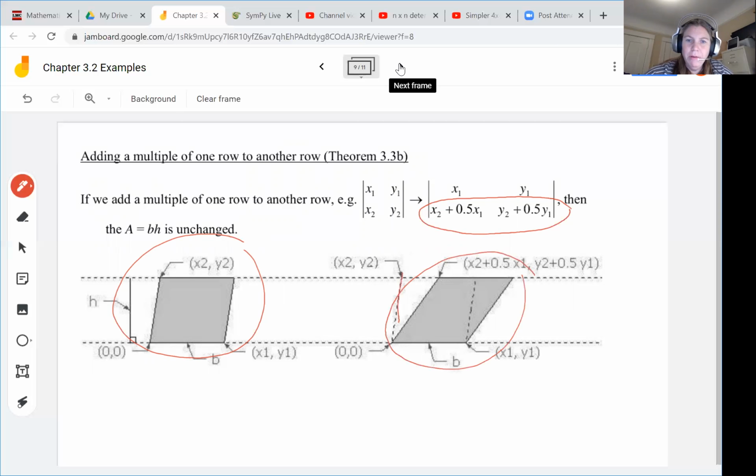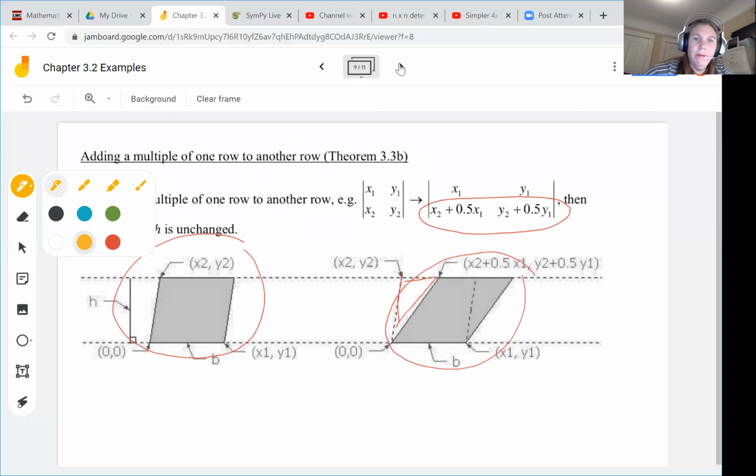You could pick up this part of the diagram here in yellow and just move it over here, and you've still got the same net area. You just kind of rotated your parallelogram here.